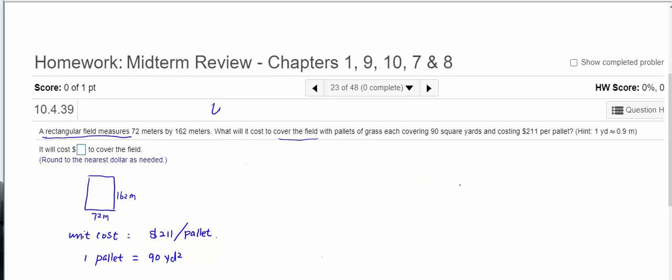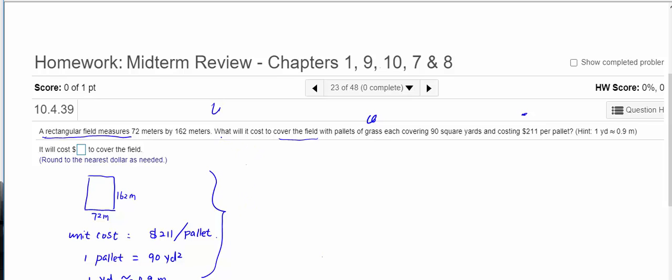And then here in the problem, it gives you a little hint. Okay, so 1 yard is approximately 0.9 meters. So let's put that here as well. So 1 yard is approximately equal to 0.9 meters. So this is the information we gathered from the problem.